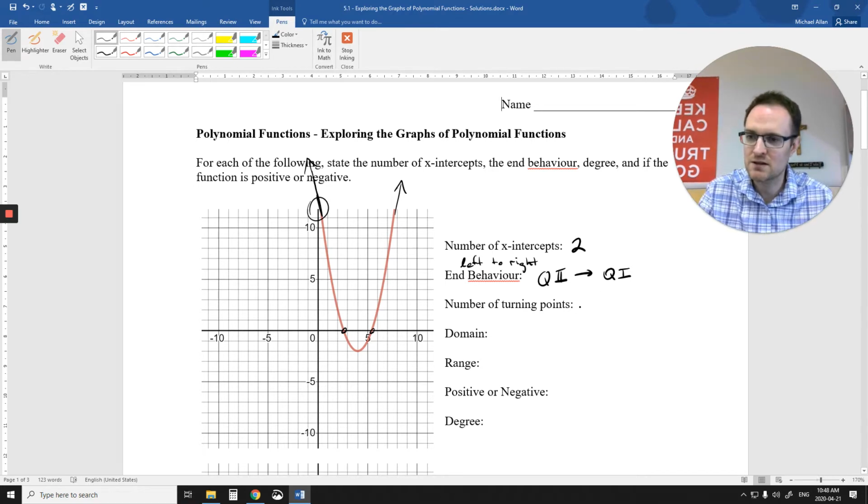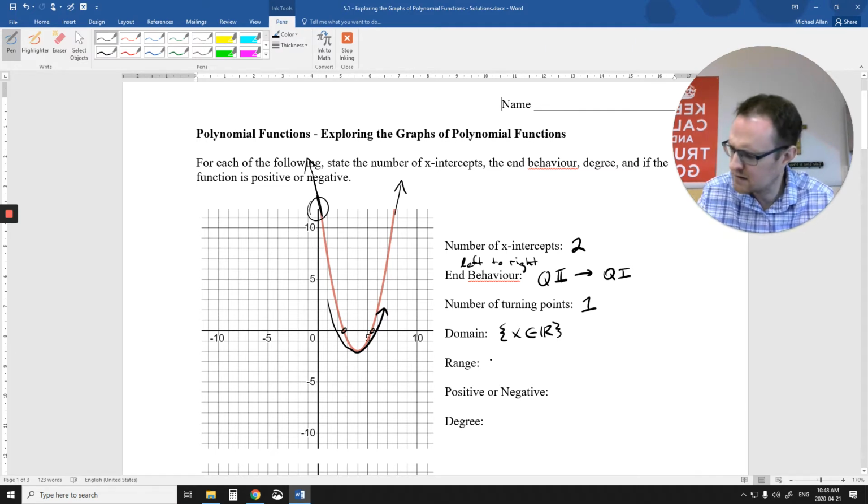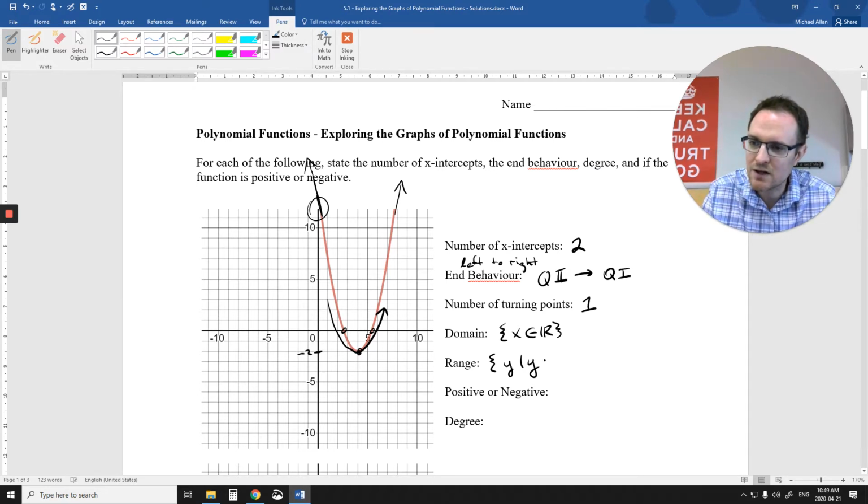Okay, number of turning points. So it's going down, then it's going up. So there's only one turning point here. Domain. I'll quickly realize that we've done all these before, but the XER is my domain for all these polynomials, unless we talk about real world questions. That's later in this week if you haven't done those assignments yet. And my range here, just look at the min point on this graph here. I got a scale of -2. So the lowest point of my graph is -2. So my graph has to be everything greater than that value. So greater than or equal to -2.